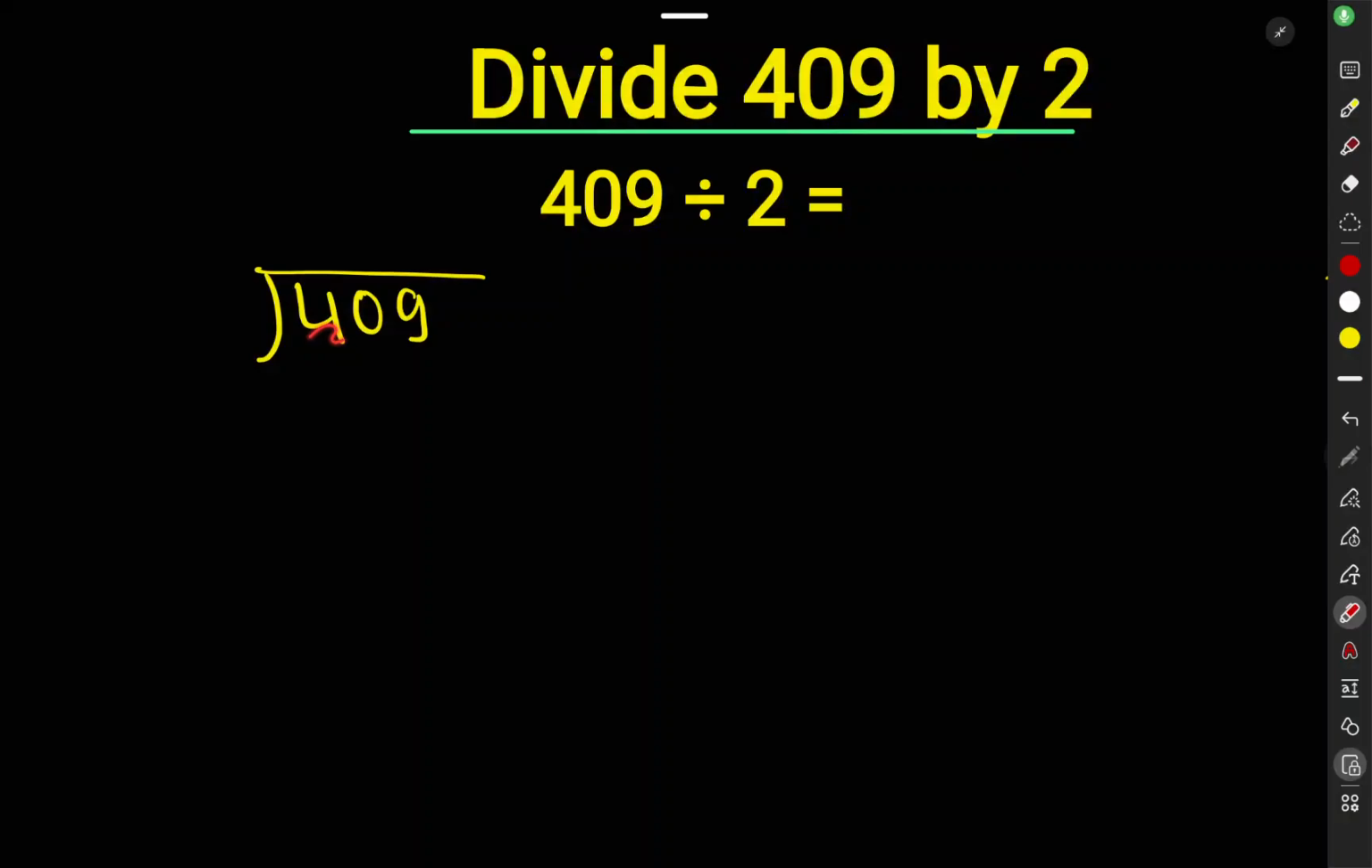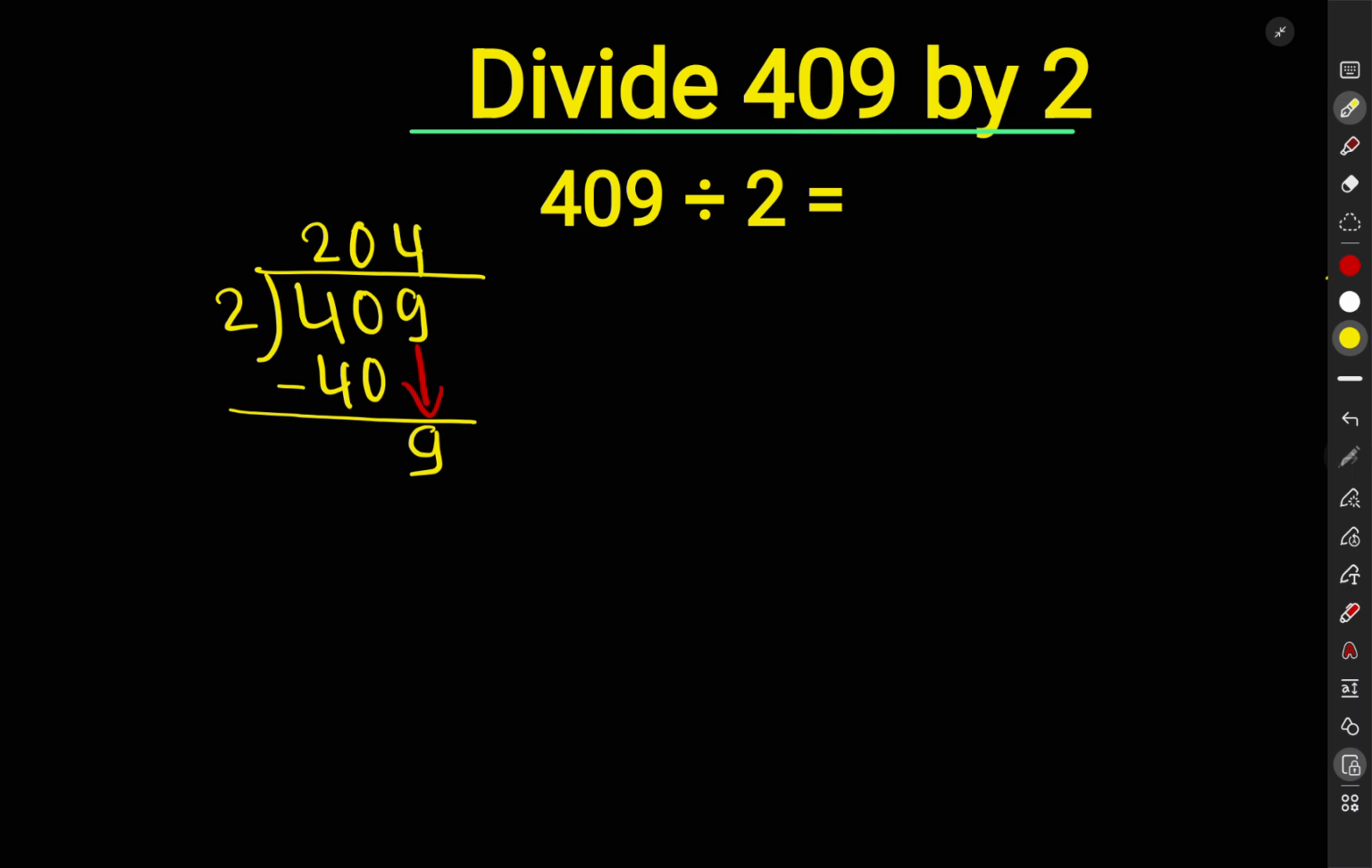Here we divide 409 by 2 in a long division method. So 2 times 20 means 40. On subtracting we get 0. So now we put down the number beside this 9 and we remove this 0.